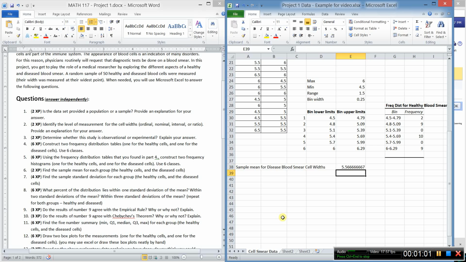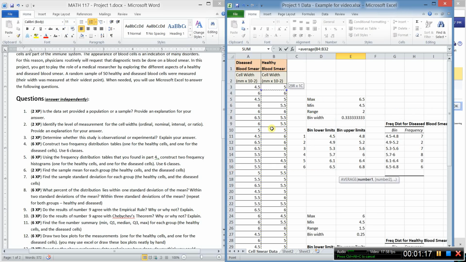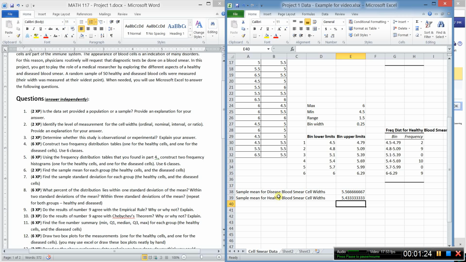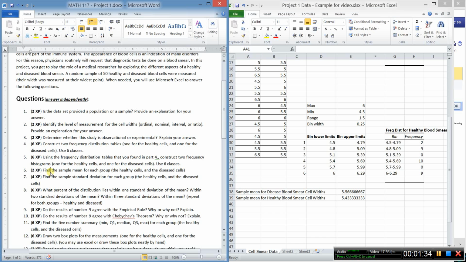There's the average. And then if I want to do it for both, for the diseased one, or sorry, for the healthy. Same deal. Type in average, start the parentheses, highlight all the data, and press enter. And there's your sample mean for the healthy blood smears. Remember, my answers are going to be different because this is different data, but the process to obtain your answers is going to be exactly the same. So that's for question number 6.